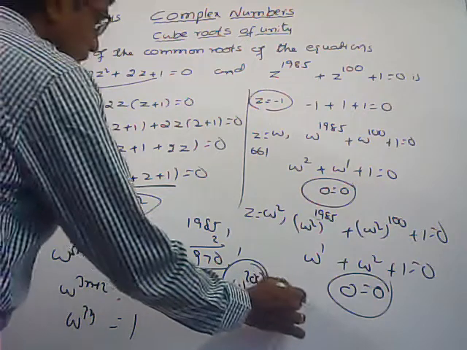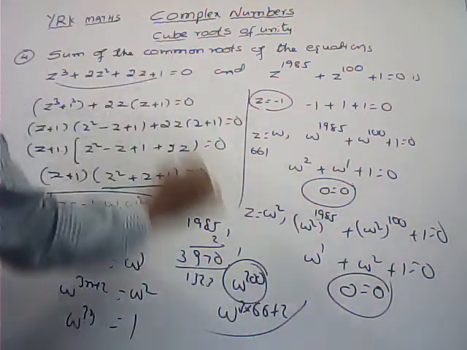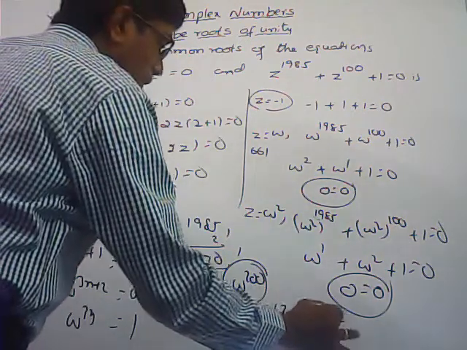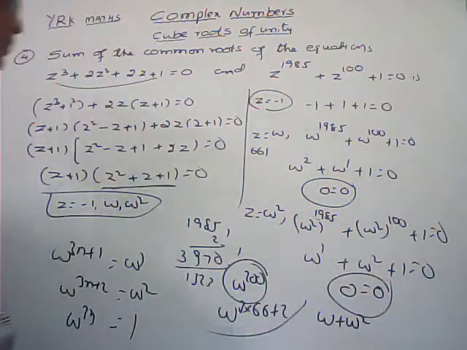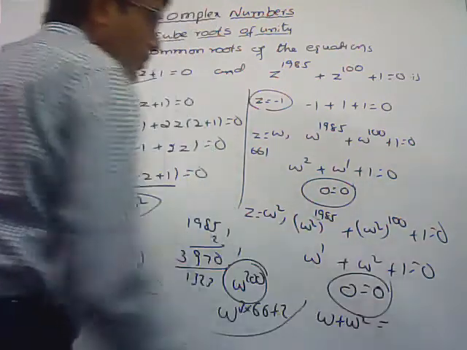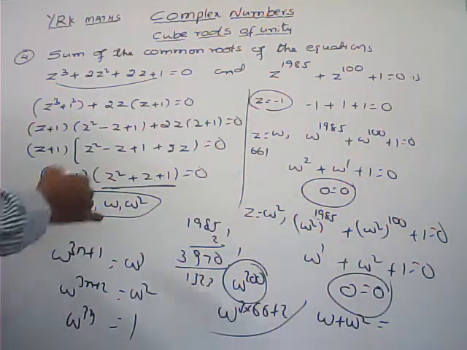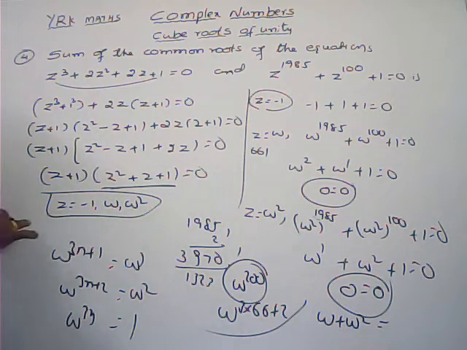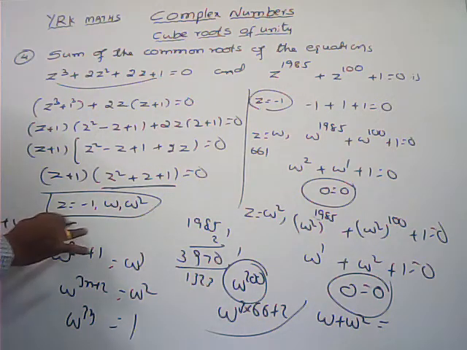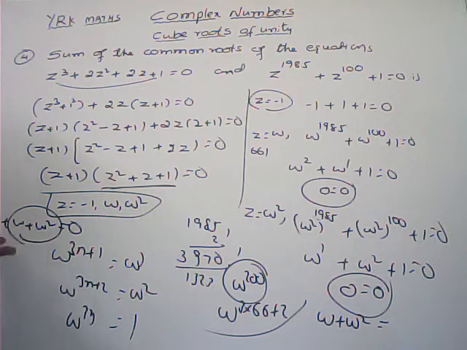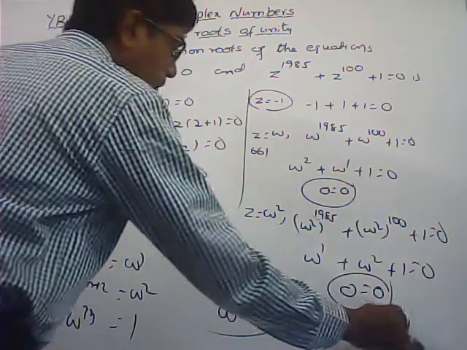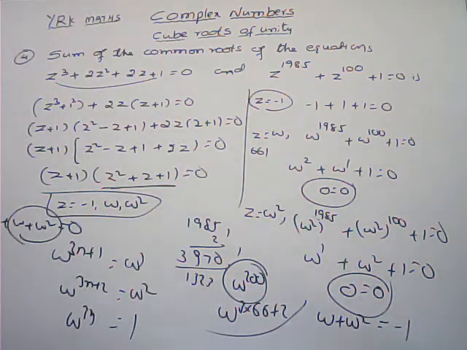Here what they are asking is the sum of the common roots. Omega and omega square both are the common roots. Sum of the common roots they are asking. That is equal to, since the sum of the cube roots of unity 1 plus omega plus omega square equals 0, omega plus omega square equals minus 1. That is the sum of the common roots of the given two equations.